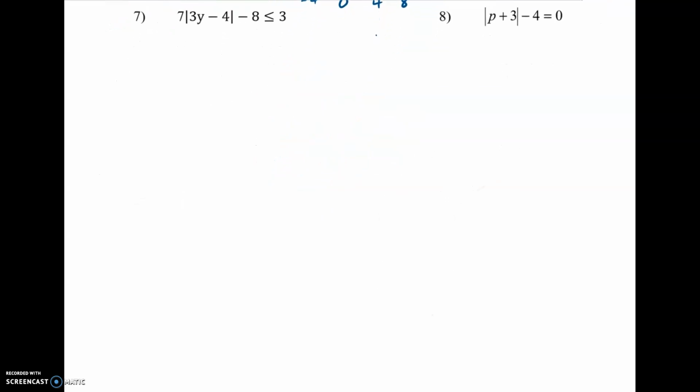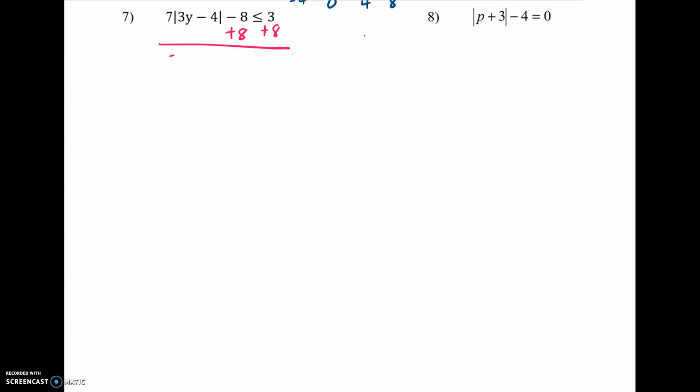Okay, let's go to number 7. Number 7, 7 times the absolute value of 3y minus 4, minus 8 is less than or equal to 3. All right, so I'm going to try to isolate and get rid of everything except where the absolute value of the y is. I want to get as much y as I can by itself. So since it's subtraction, I'm going to add first. So I have 7 times the absolute value of 3y minus 4 is less than or equal to 11.